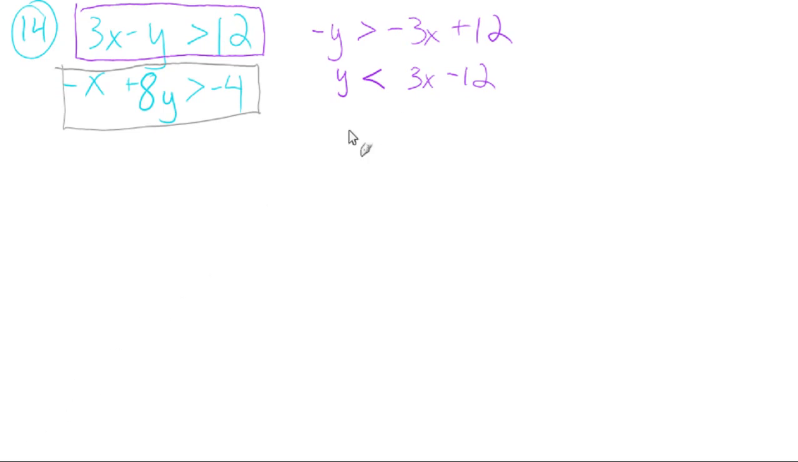And now for the gray, we'll start over here. We'll add x to both sides, giving us 8y is greater than x minus 4. And then we'll divide by 8 on both sides. Y is greater than 1/8 x minus 1/2.